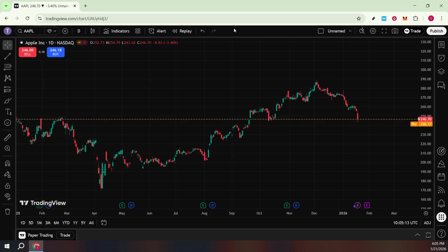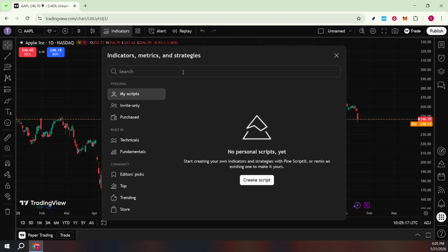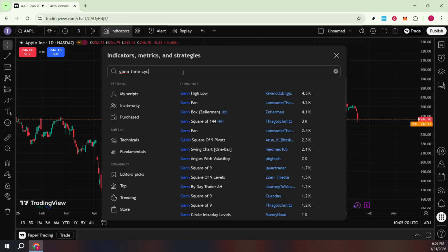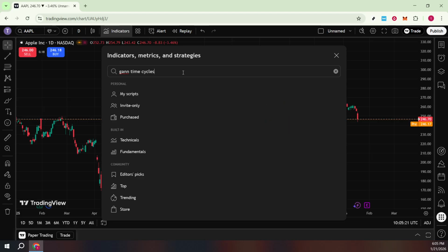Next, click on Indicators at the top of the chart. This opens the indicator window where you can search across built-ins and community scripts. In the search bar, type Gann time cycles. You'll see several options, but the one we want is called Gann Octave Pro, Angles and Time Cycles. Go ahead and click it to add it to your chart.